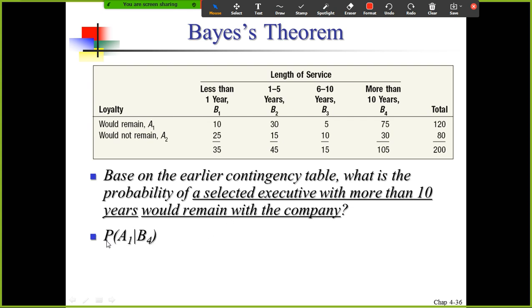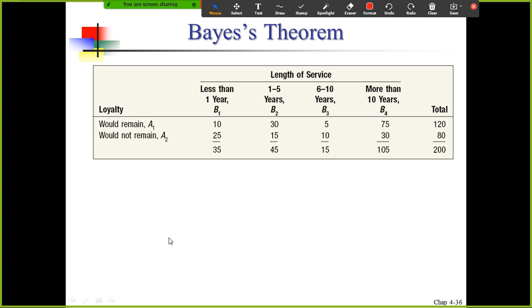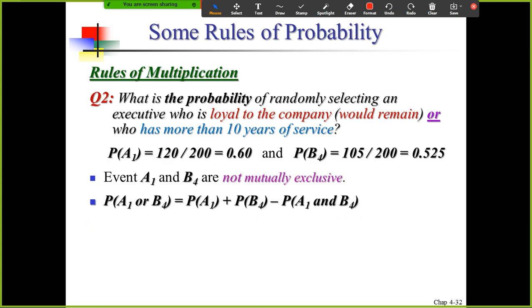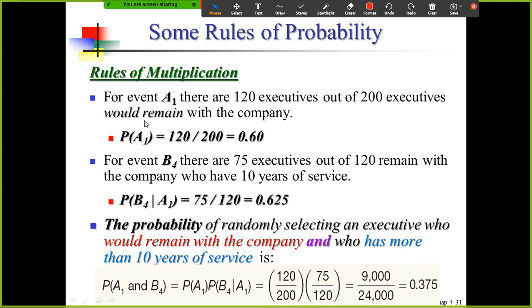Is it conditional probability here? Check back. This is conditional probability: the probability of the one who says yes, among the ones with more than 10 years of experience. Okay, this is conditional probability.